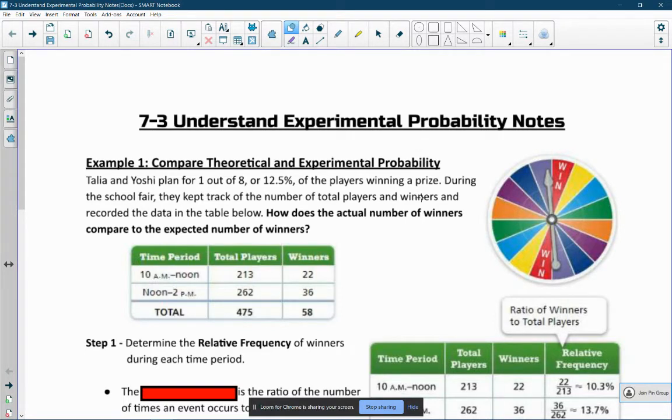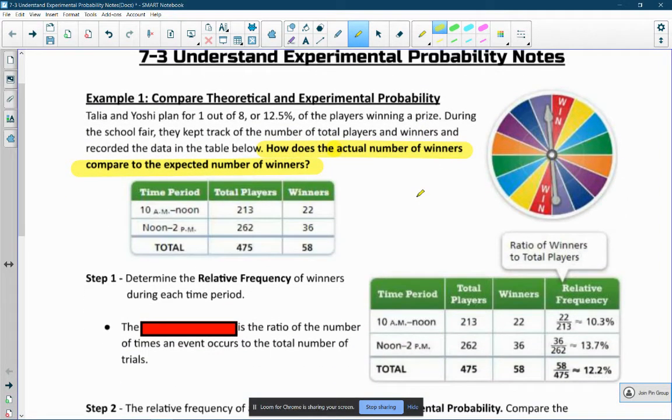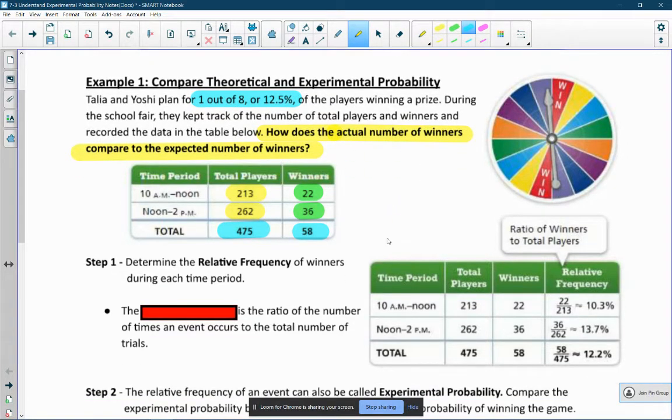So our question says, how does the actual number of winners compare to the expected number of winners? Okay, so that's what we want to find. So let's go ahead and look at this table. It says from 10 a.m. to noon, there were 213 total players and 22 winners. From noon to 2, 262 total players and 36 winners. And what they did here at the bottom was they had a total of 475 players and 58 winners. Now, based on what they have up here, they expect that to be about 12.5% of people, or 1 out of 8. So we want to determine the relative frequency of winners.